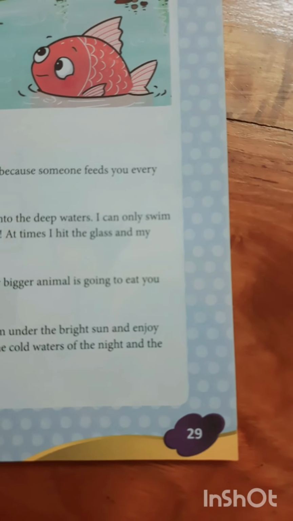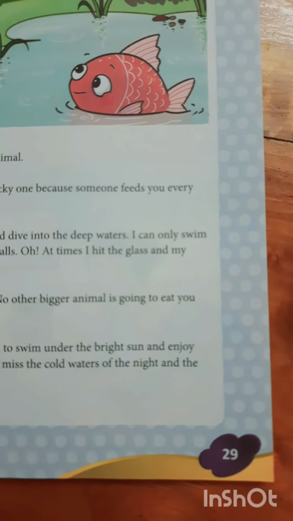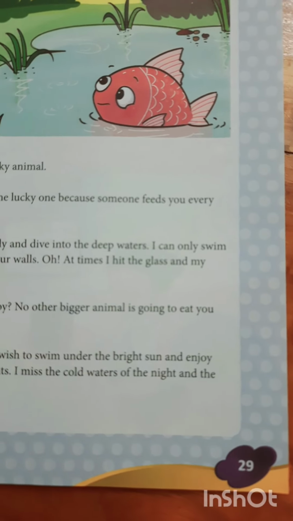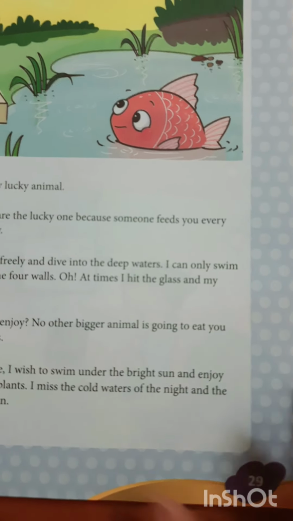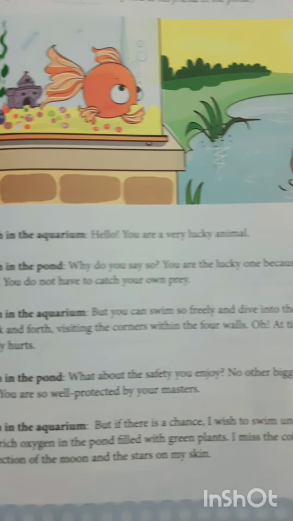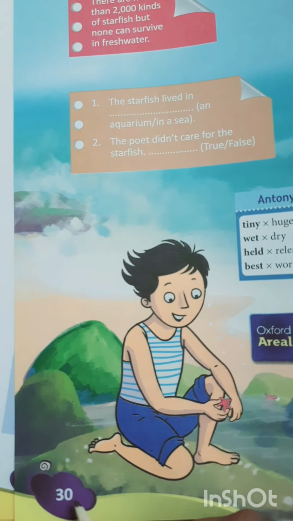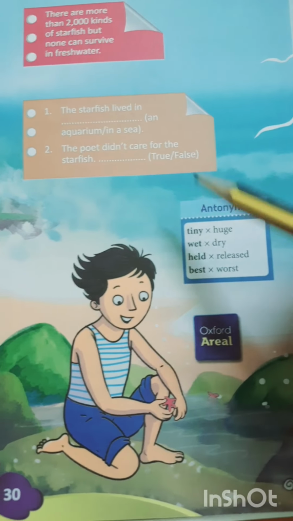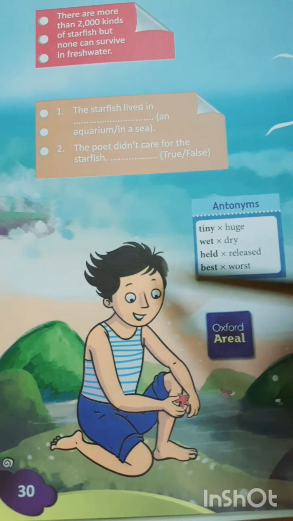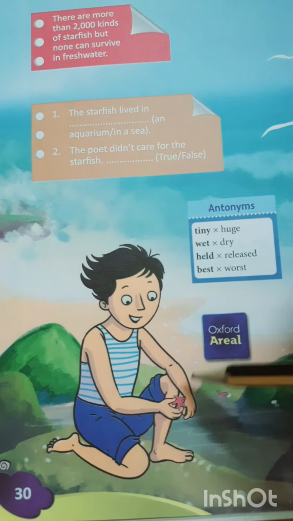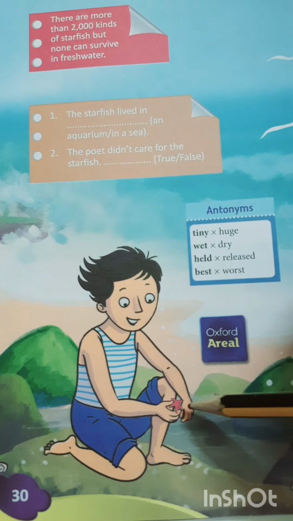Once again, what's the title of the poem? I found a tiny starfish. Now turn to page number 30. Have you all taken page number 30? Here, this is the boy. This is the poet. He found a tiny starfish.